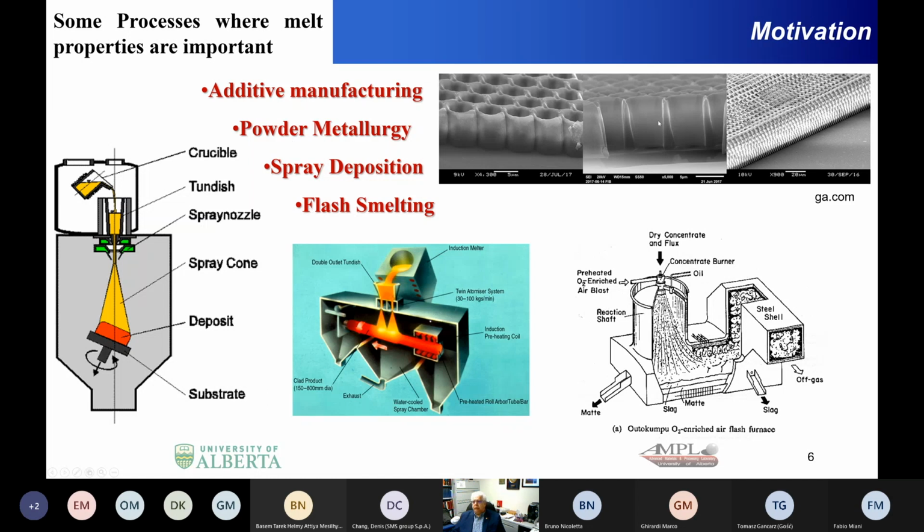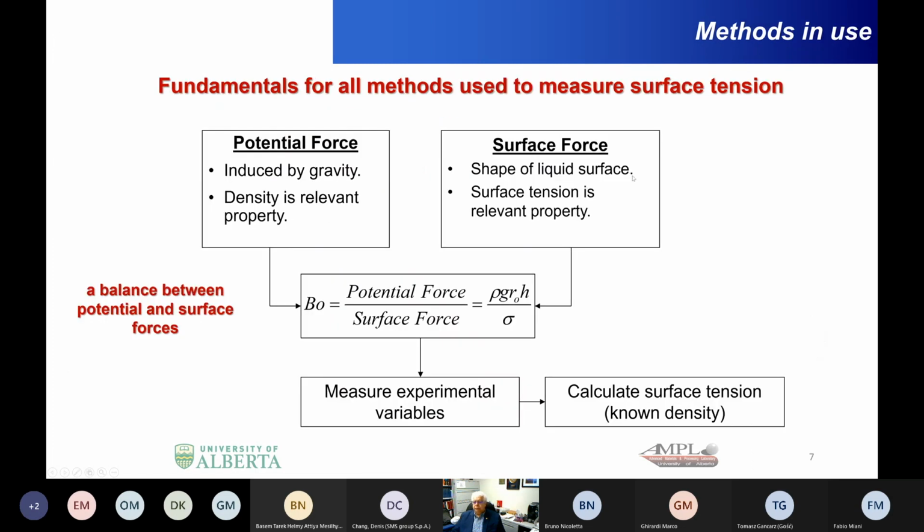And of course, not to go without, every talk these days includes a reference to additive manufacturing. In a way, it's kind of a welding type process, but to make these really small features, one really needs to understand these thermophysical properties of these metals and alloys.